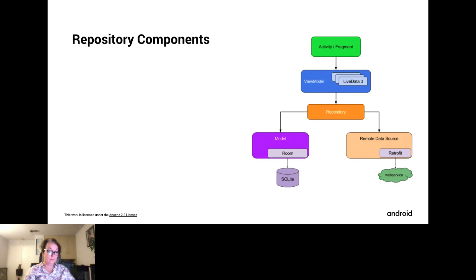So as I was alluding to, this is just a general overview of what a common app will look like. At the top here, you have your activity and fragments. That is your UI layer. Those are the screens that your user is going to be interacting with. Underneath that, you have a view model.